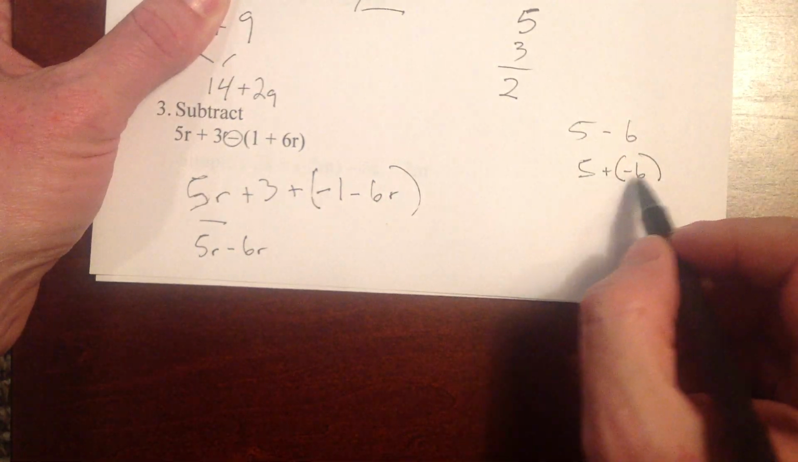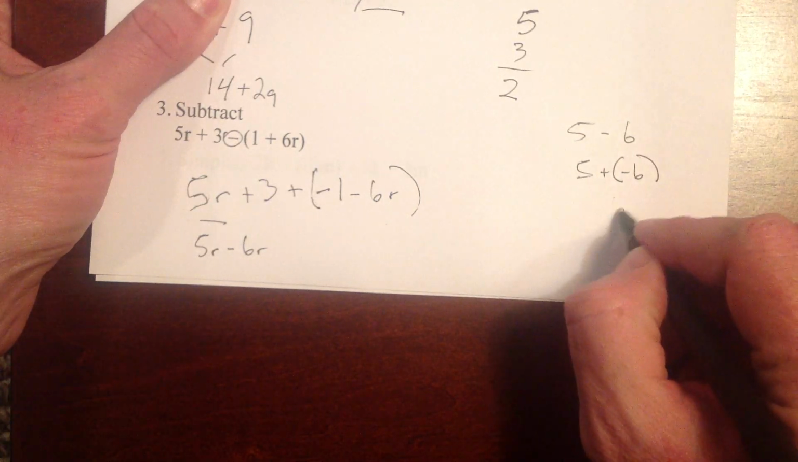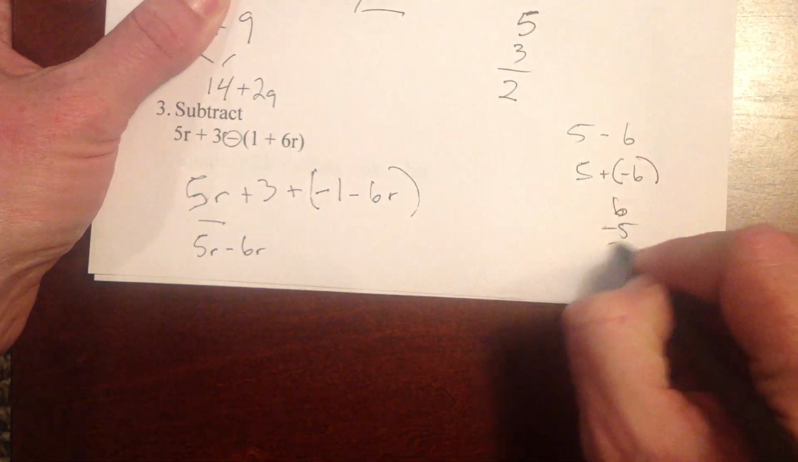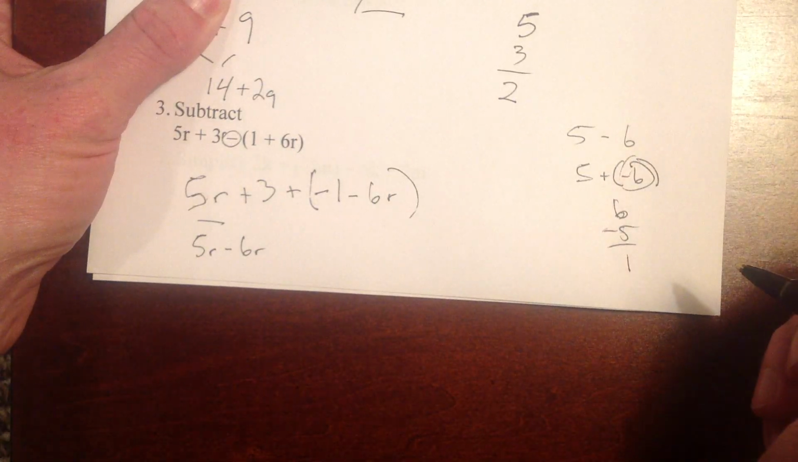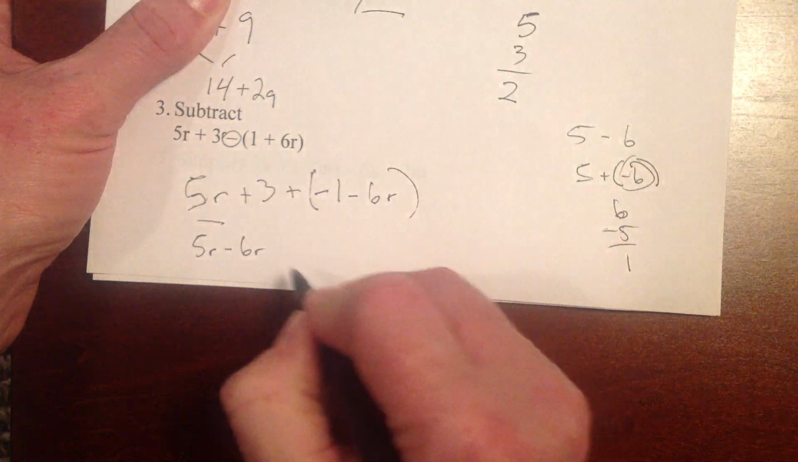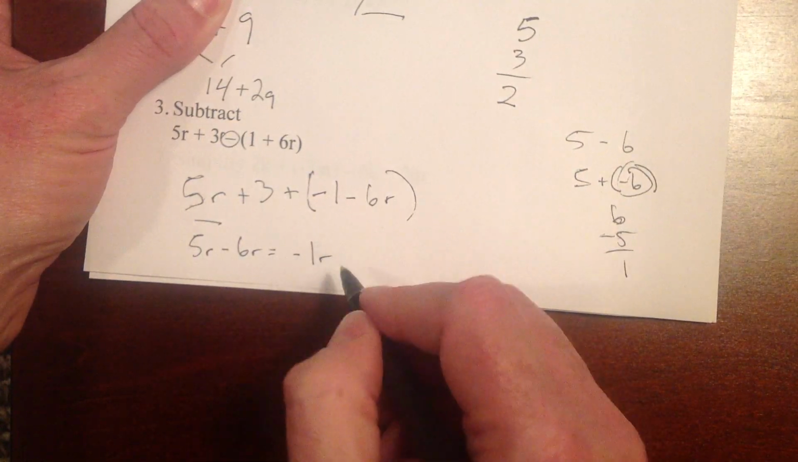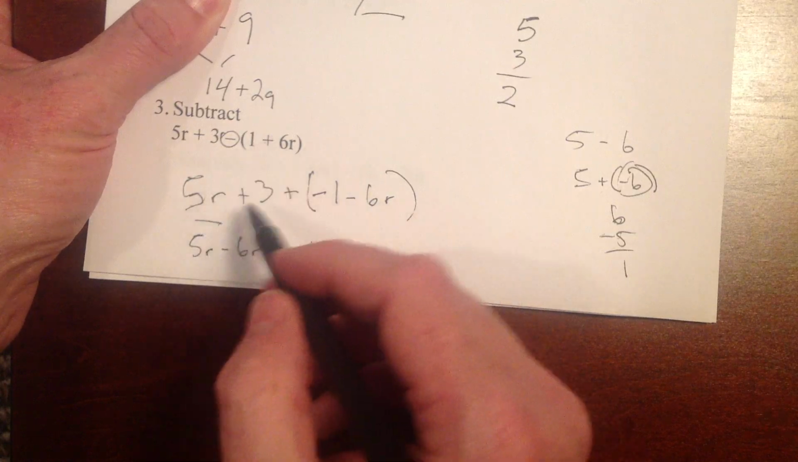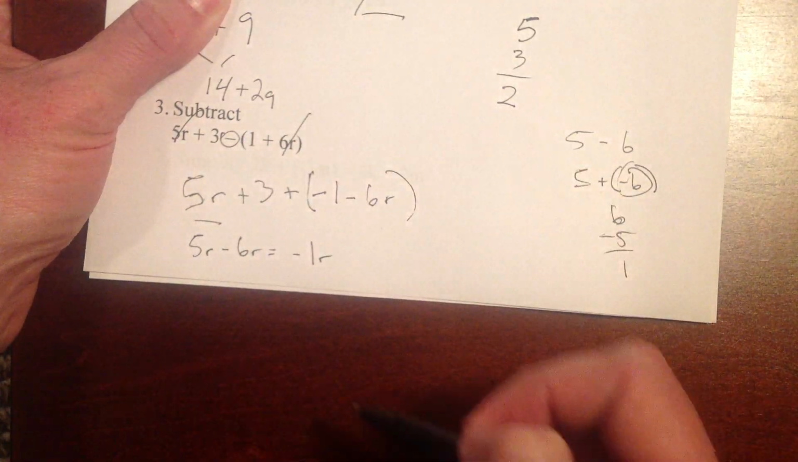Now we're going to say same signs add and keep, different signs subtract. Well, we have different signs here, so we're going to say 6 minus 5 equals 1. Take the sign of the farthest number, which is that, so it's going to be negative 1r, or you can just say negative r. So we got the first part of our expression. We got that guy done, and we got that guy done.